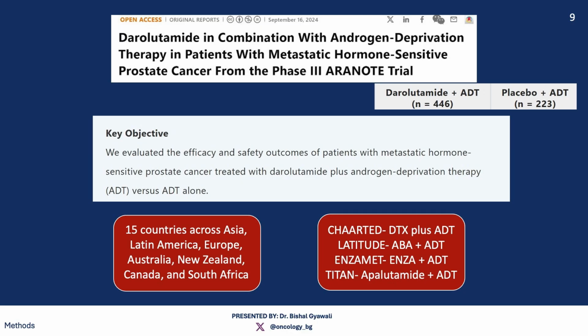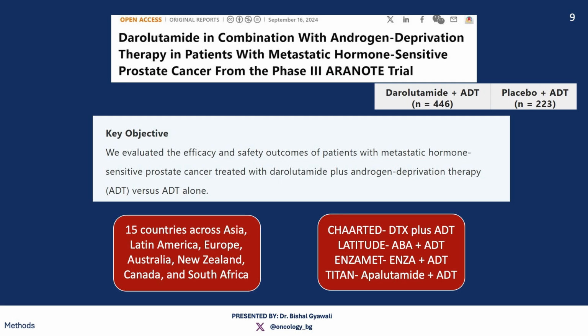And I'm not picking any specific examples. This has become quite common nowadays. There was a trial published just last month in patients with metastatic hormone-sensitive prostate cancer, the phase 3 ARANOTE trial of darolutamide plus ADT, androgen deprivation therapy, versus placebo plus ADT. This is quite concerning because we have several trials by now that have replaced ADT alone as the standard of care in the control arm. It's not the standard of care.